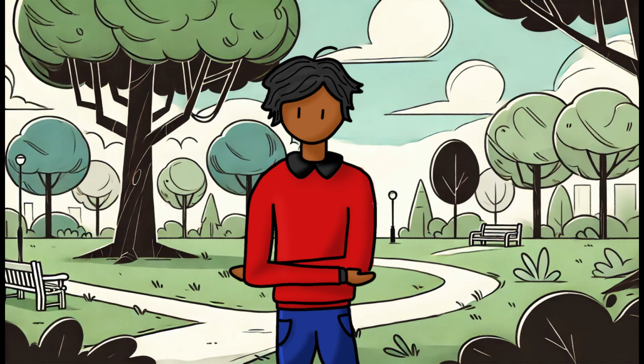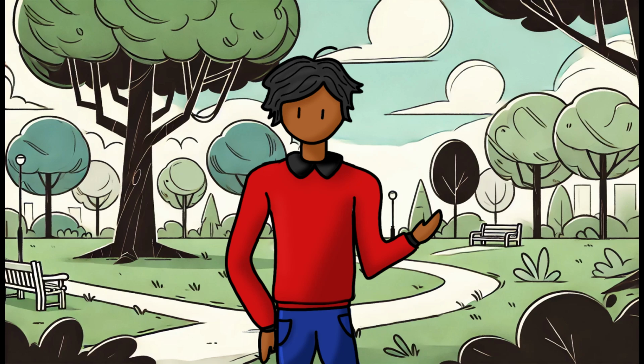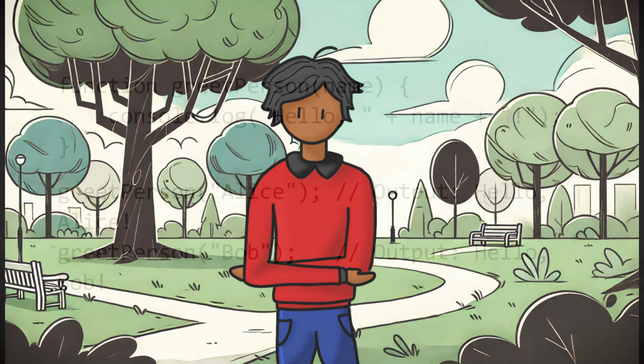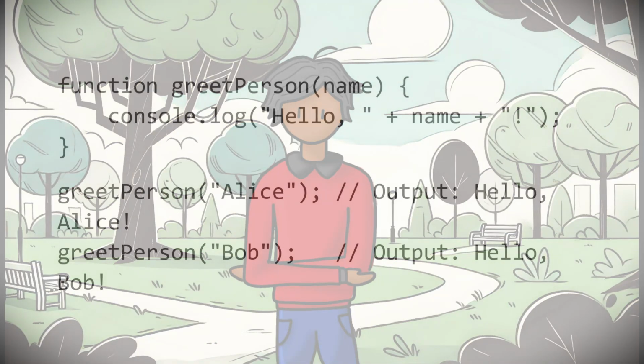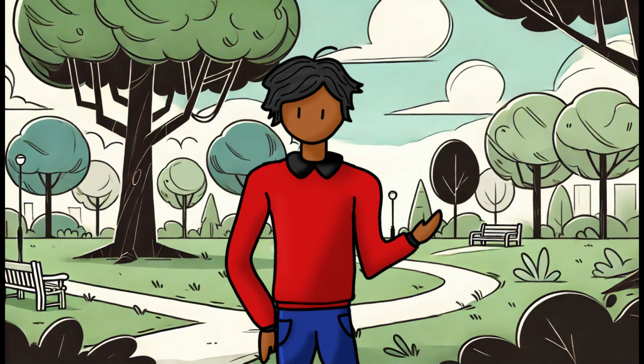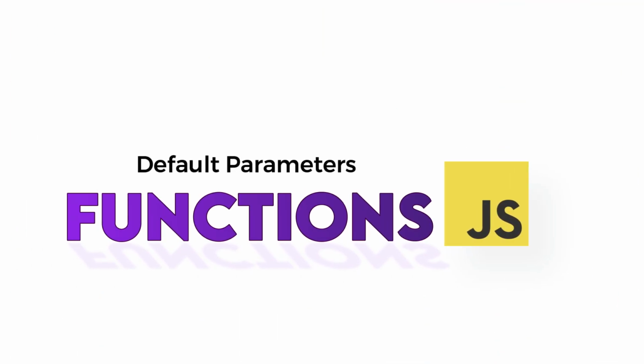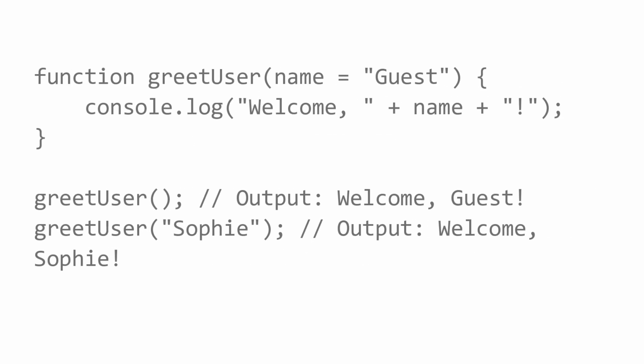Now, more importantly, what if a user forgets to provide an argument? Now let's go back to our greet user example. What if a user forgets to provide an argument? Well, that's where default parameters come into play. You can simply assign the value in the function declaration itself. Here, name is equal to guest. So, when I call the function and I don't put in any argument, it'll simply output the default value, welcome guest.